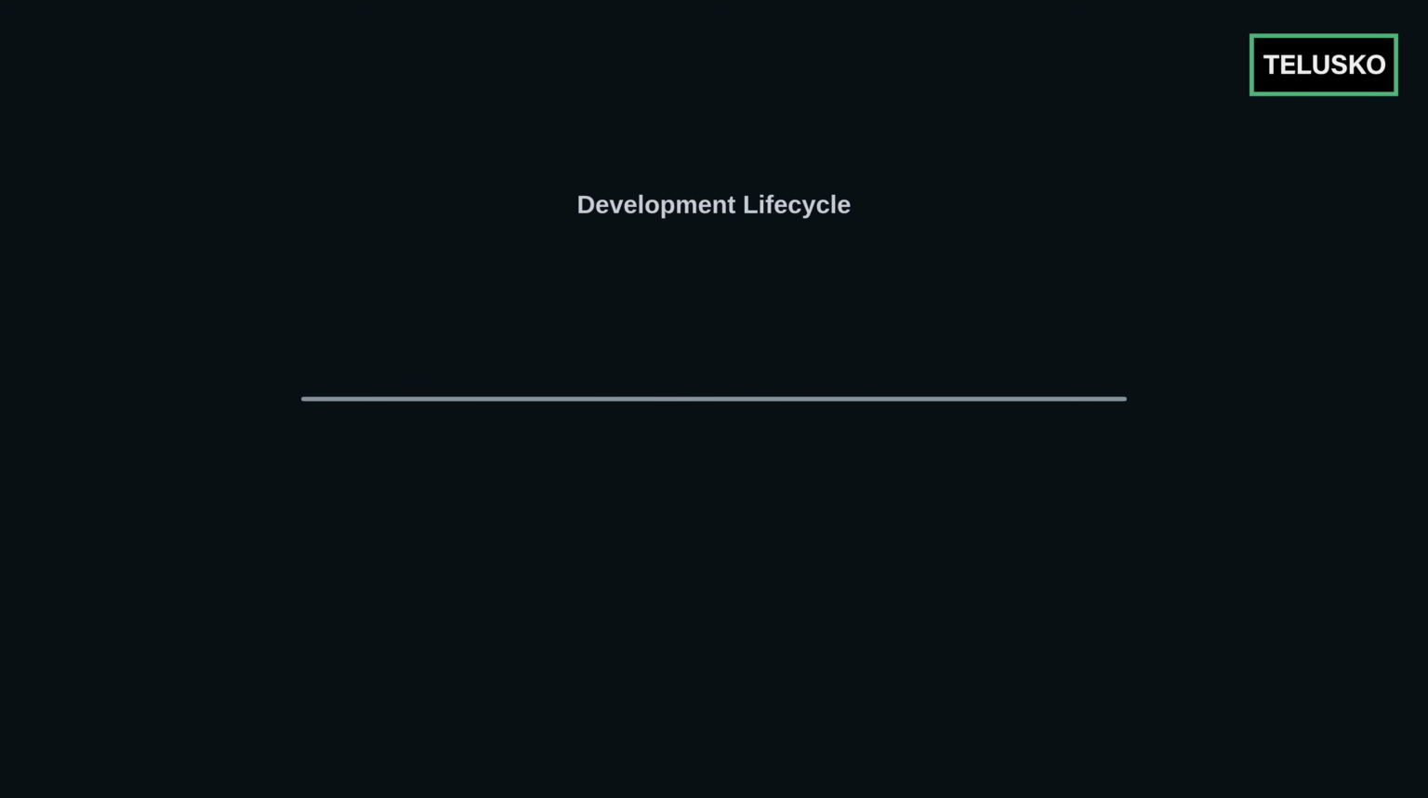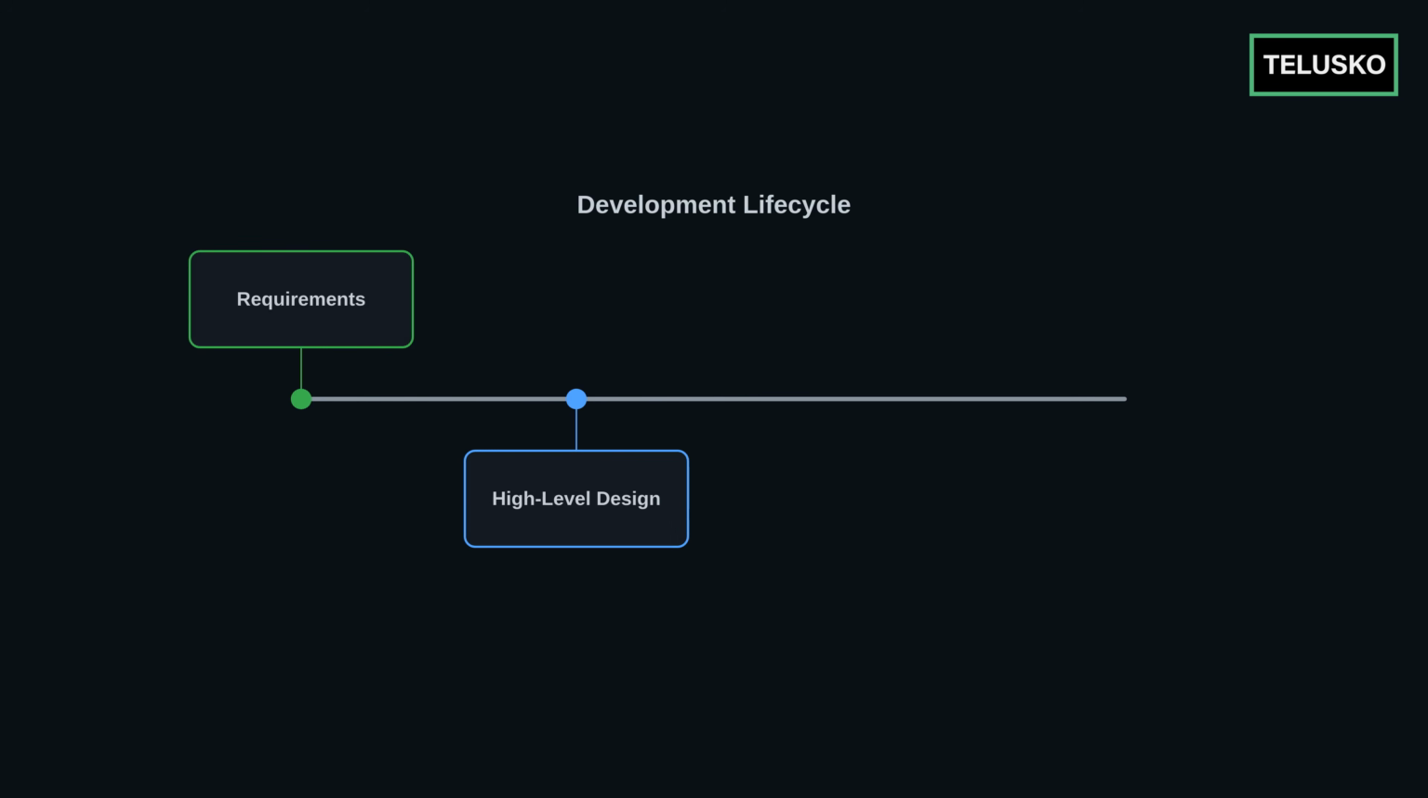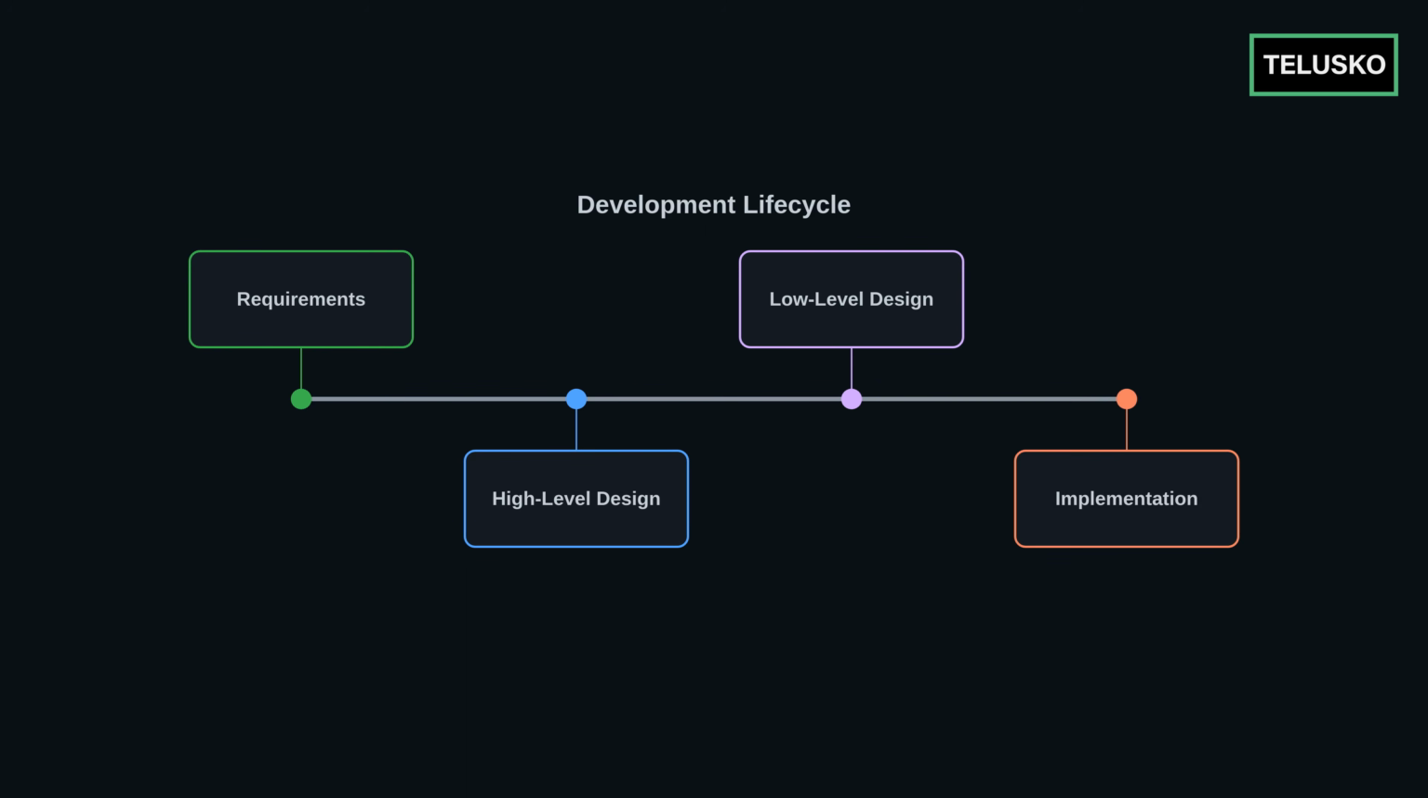You follow a strict sequence during development. First, you gather business requirements. Then you create the high-level design to validate the architecture. Next, you draft the low-level design to prepare for coding. And finally, you write the actual implementation.